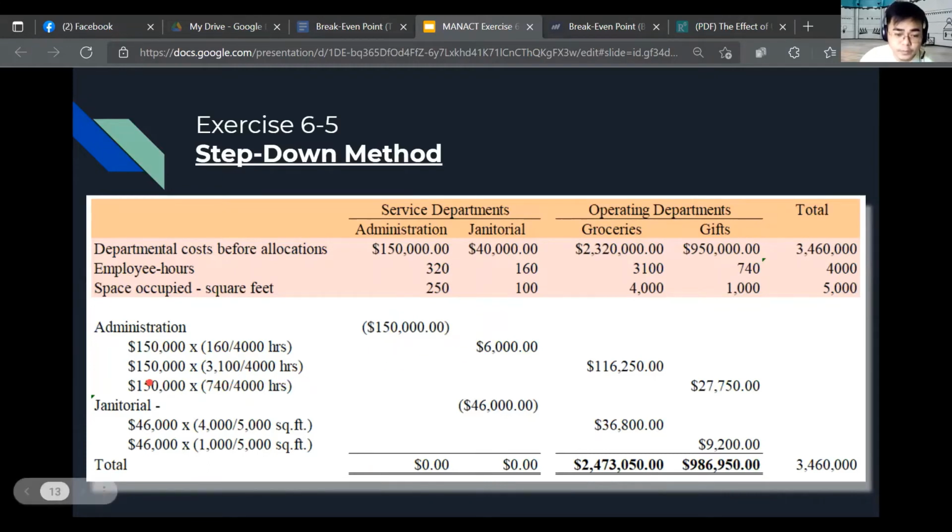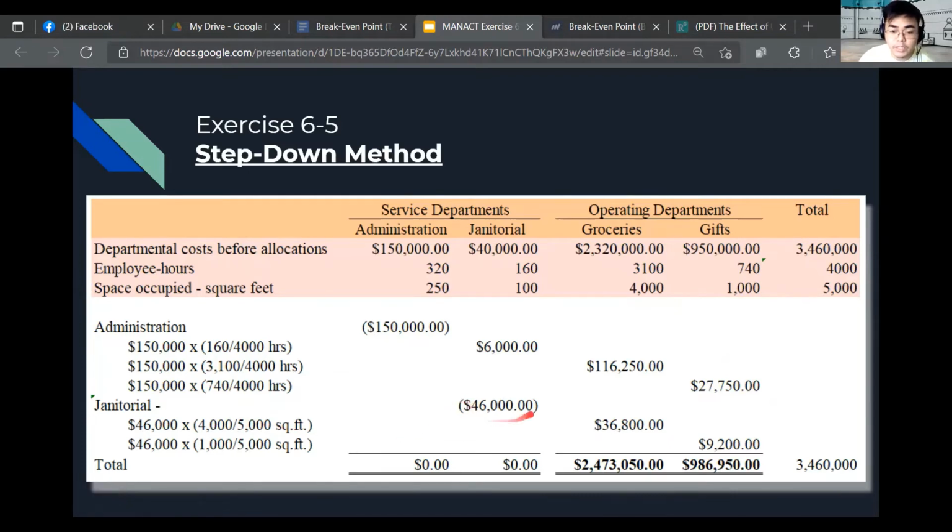For the groceries, we multiply 150,000 by the number of employee hours, which is 3,100, divided by the total number of hours, which is 4,000. We have 116,250. So for the gifts department, we multiplied the cost for administration, 150,000, by the number of employee hours, which is 740, divided by the total number of hours, which is 4,000. So we get 20,707.50. Next, we allocate janitorial expenses using the space occupied by square feet.